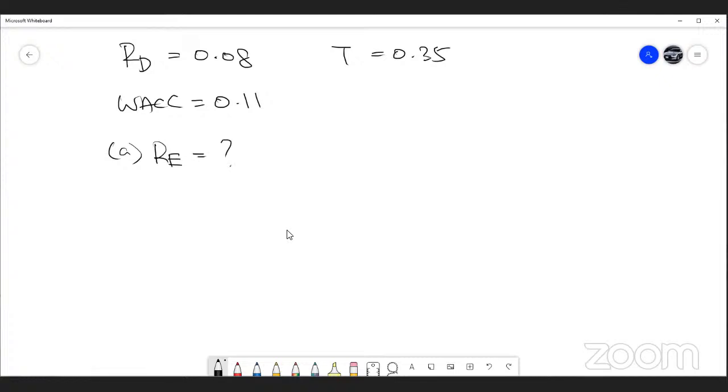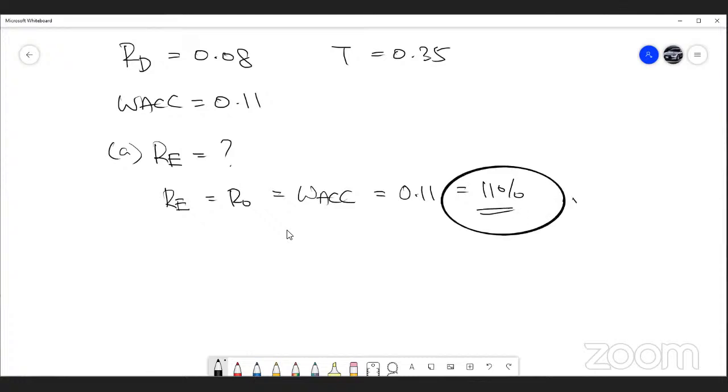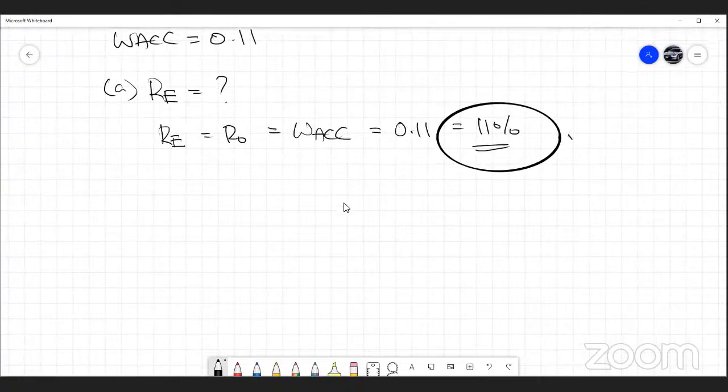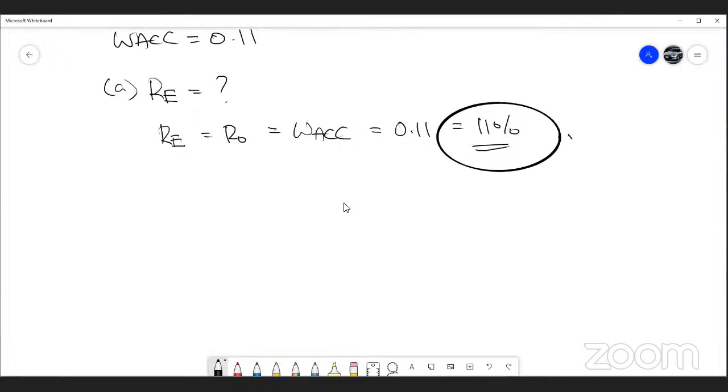So from the look of here, okay, there's no debt. They tell you in this question, there's no debt. So no debt means RE equals R0 equals WACC, which is equal to 0.11, which is equal to 11%. Okay, because there's no debt. No debt, you can apply this. Simple, easily done. Okay, I just explained to you just now. So it's just 11%.